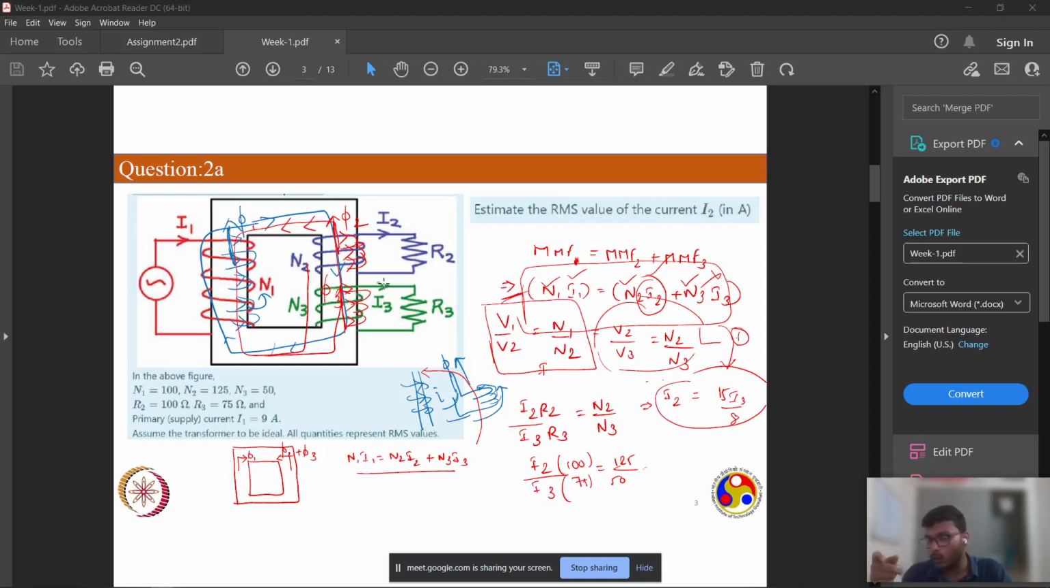If we change R2 and R3, the current will change. Whatever the turns ratio may be, I2 will change if we change the load, because the load draws that amount of current; it requires different amounts of current for different loads. That's why we went with that type of calculation. Is it clear now?